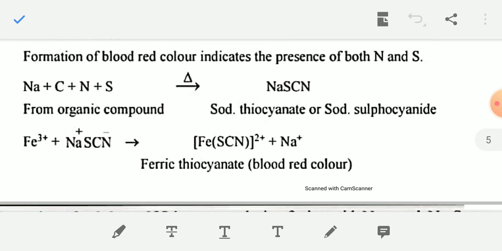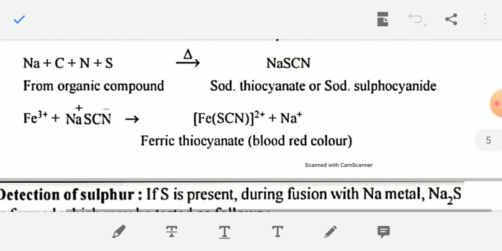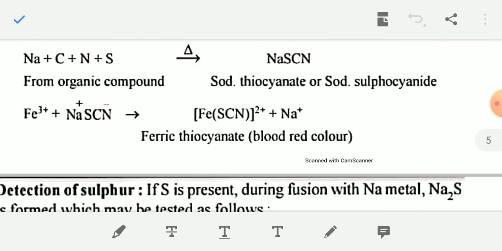Formation of blood red color indicates the presence of both nitrogen and sulfur. When both nitrogen and sulfur are present in the organic compound, then in the Lassaigne extract you will see the formation of NaSCN: sodium plus carbon plus nitrogen plus sulfur combine to form sodium thiocyanate. This sodium thiocyanate reacts with Fe3+ to form ferric thiocyanate, which gives the blood red coloration.